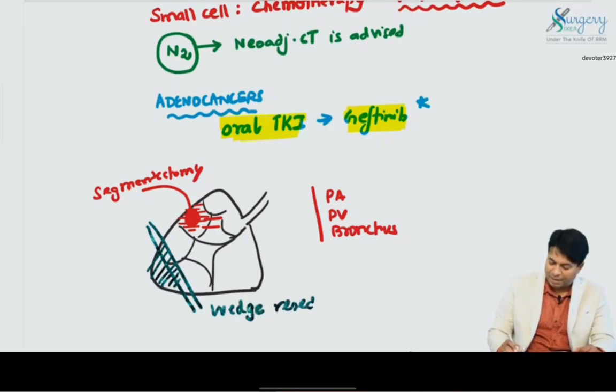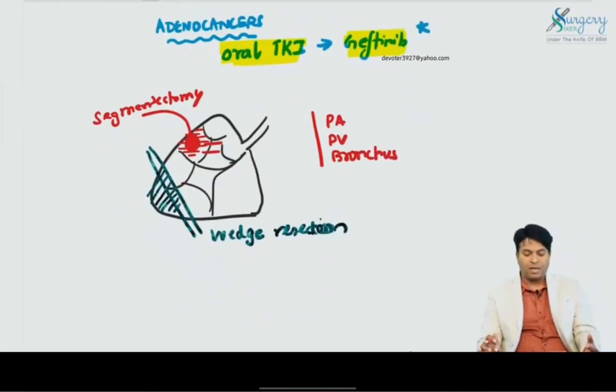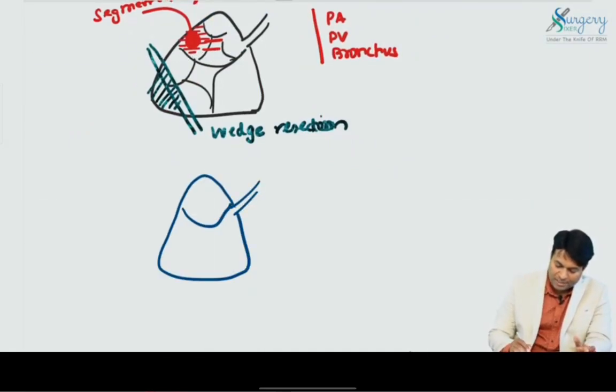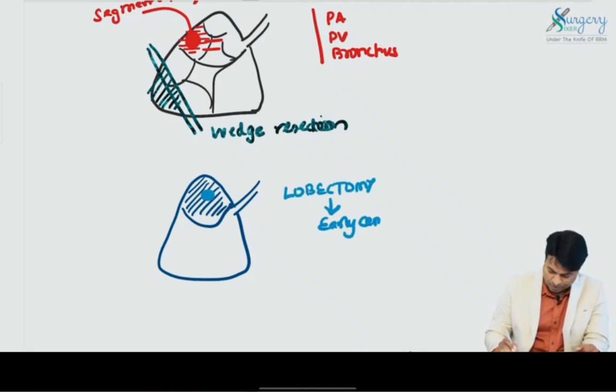So wedge resection, segmentectomy. So various options I'm telling. Either you can do wedge resection, or you can do segmentectomy, or you can identify only the specific lobe which is involved. So if this upper lobe is involved, we can only remove this upper lobe. This is known as lobectomy. Lobectomy is possible for early cancers. For early cancers, we can do lobectomy.